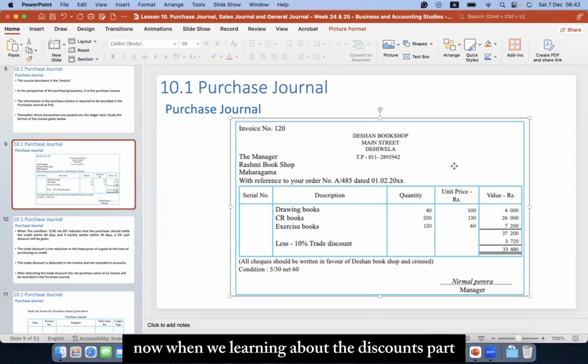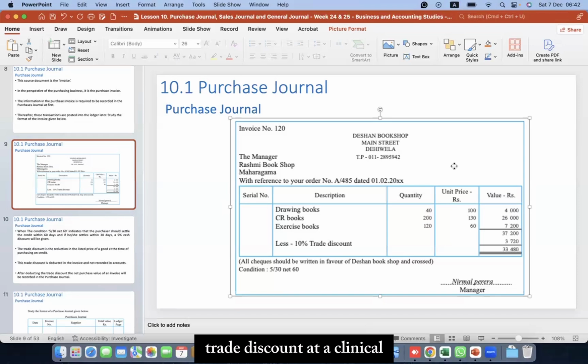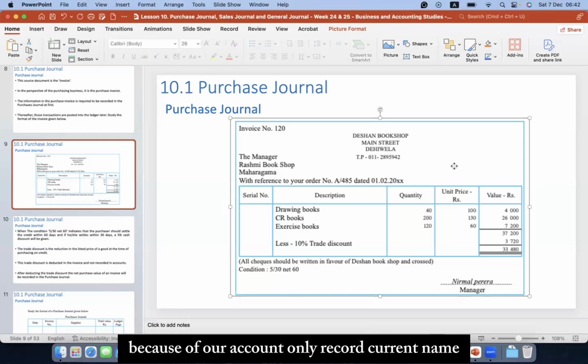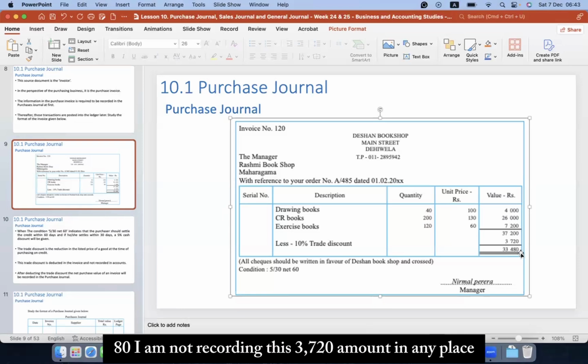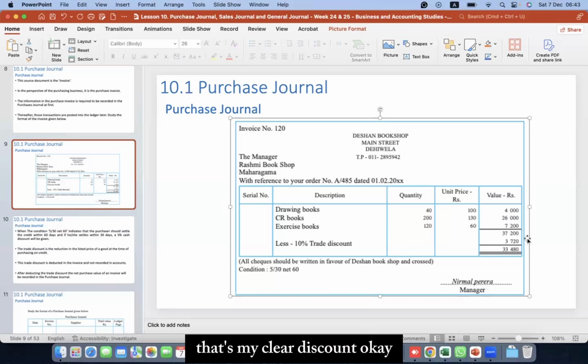Now, when we are learning about discounts, we have two categories. One is cash discounts and the next one is trade discount. We never record trade discount in the accounts. For example, when I record this particular transaction, I record the purchase as 33,480. I am not recording this 3,720 amount anywhere. That's my trade discount.